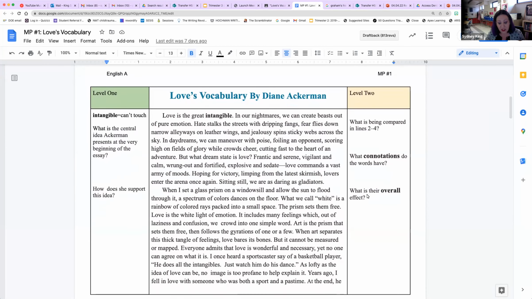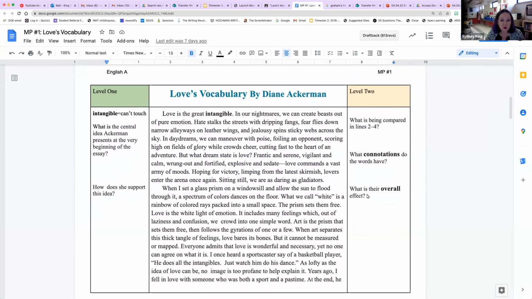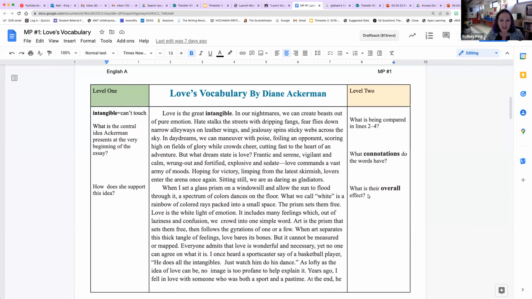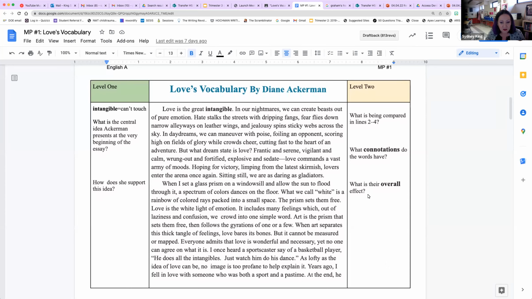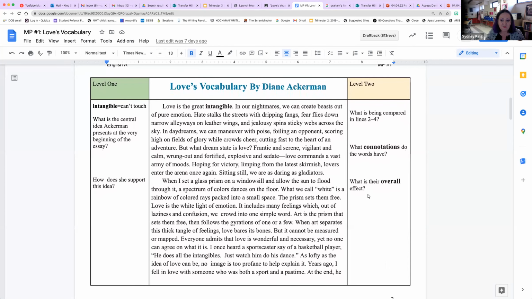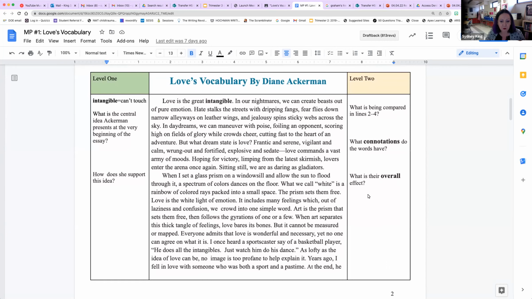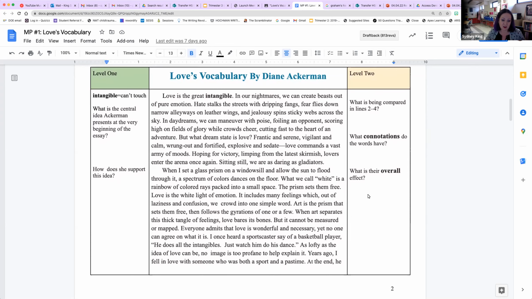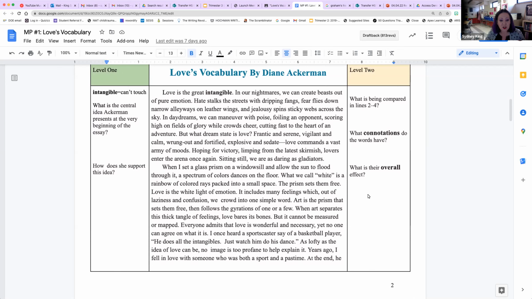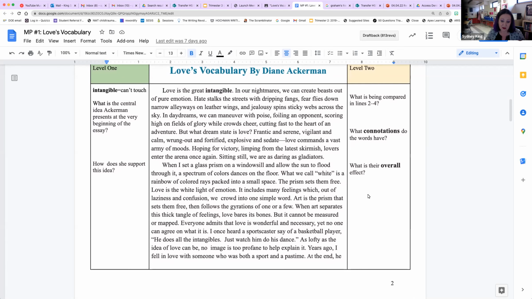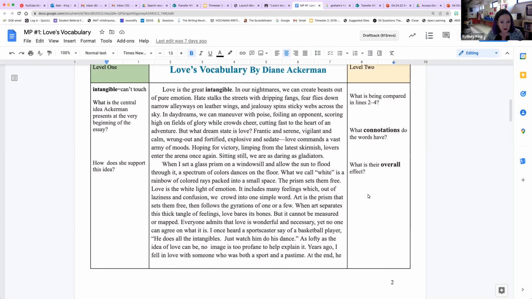In daydreams, we can maneuver with poise, foiling an opponent, scoring high on fields of glory while crowds cheer, cutting fast to the heart of an adventure. But what dream state is love? Frantic and serene, vigilant and calm, wrung out and fortified, explosive and sedate. Love commands a vast army of moods. Hoping for victory, limping from the latest skirmish, lovers enter the arena once again. Sitting still, we are as daring as gladiators.